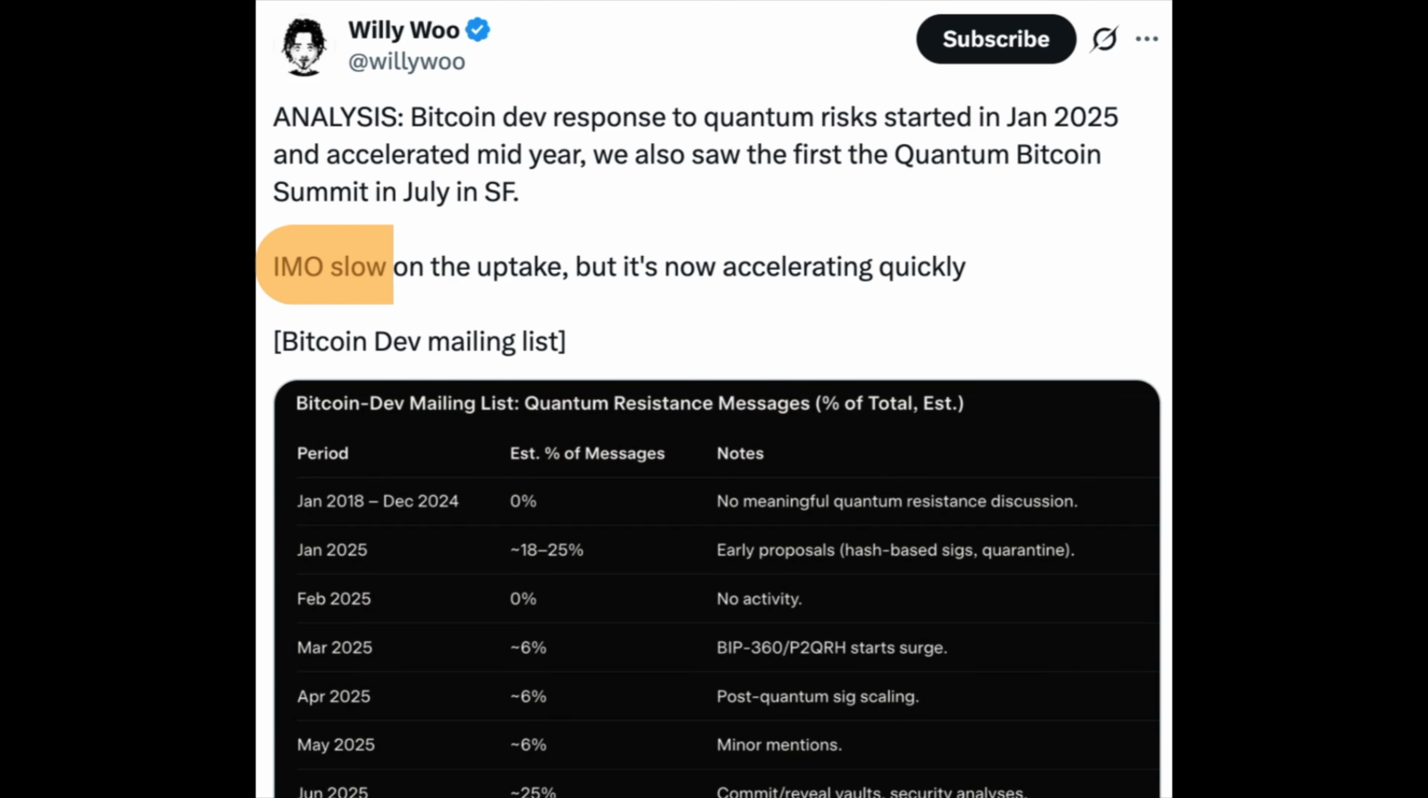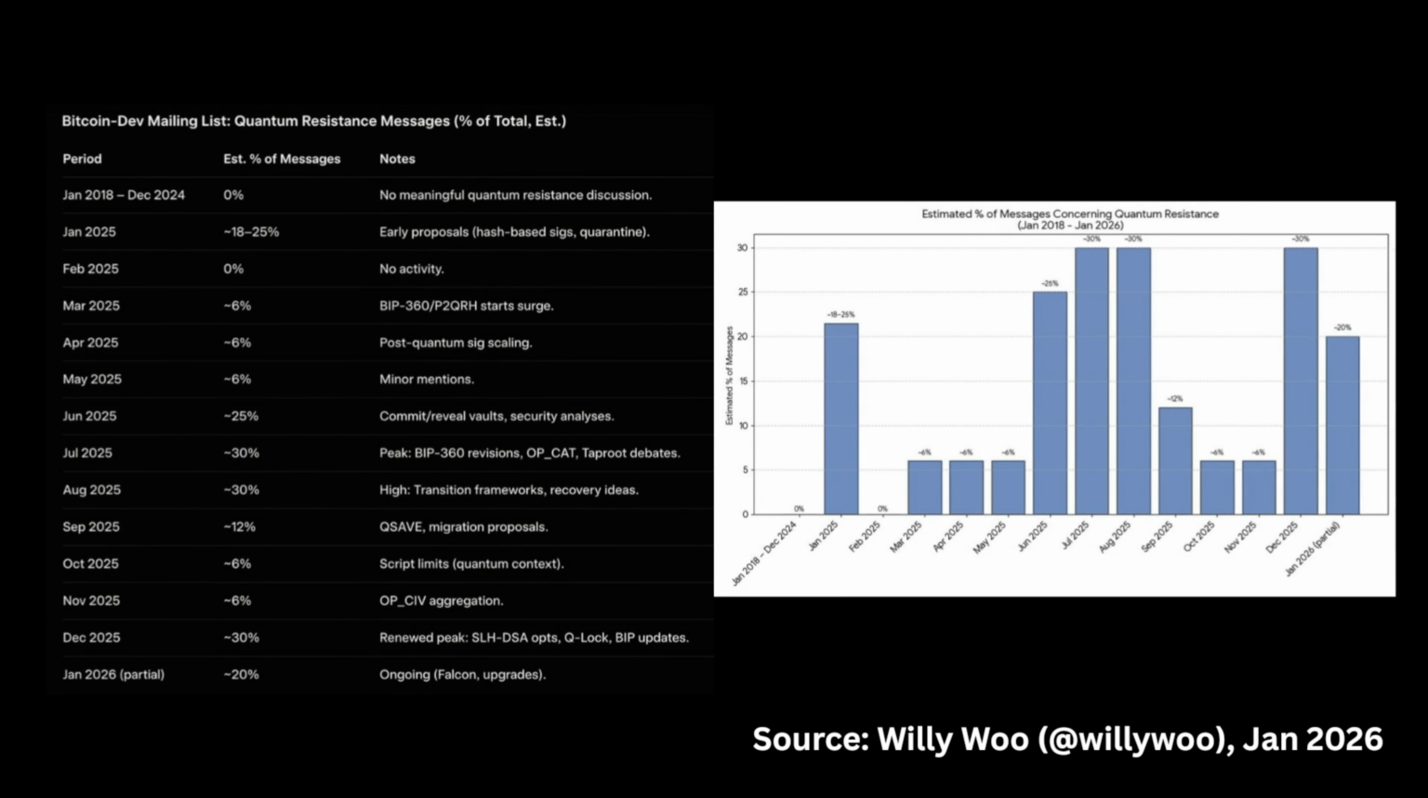What I'm going to pop up on screen right now is Willy Woo on Twitter. Full credit to him on the visuals and bringing this part up here. What he did on Twitter is he created a couple nice visuals that you're looking at. They show how much more quantum and quantum resistance is mentioned in the Bitcoin Dev mailing list. And I think it's just a nice visual that shows how much more seriously Bitcoin developers are starting to take this threat today versus even 1 or 2 years ago.